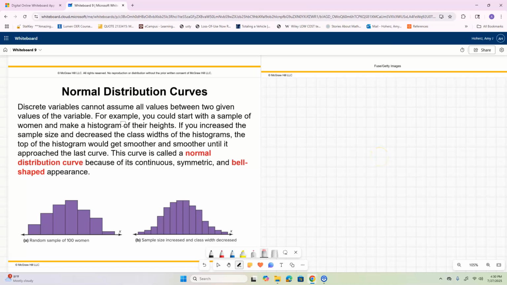We're going to talk about normal distribution curves and what they look like. So we know that discrete variables can't assume all values between two given values of the variable. For example, you could start with a sample of women, make a histogram of their heights. If we increase the sample size and decrease the class width, so maybe instead of measuring to the nearest inch, we measure to the nearest half inch, or instead of measuring to the nearest inch, we measure to the nearest centimeter, because that's a little bit smaller increment.